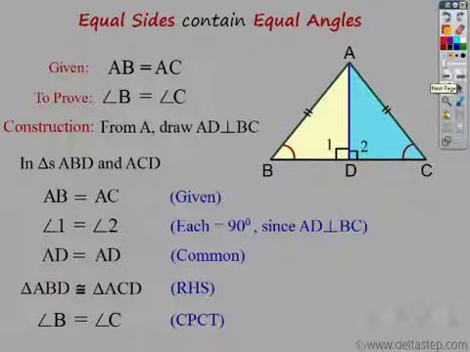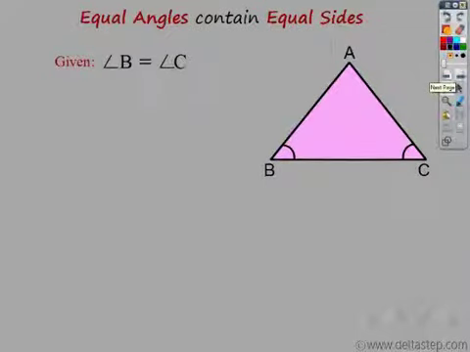Well, for now what we've seen is that equal sides contain equal angles, but the converse of this also holds true. That is, if you have equal angles, you would have equal sides. Now let us try to prove that. So equal angles also contain equal sides.